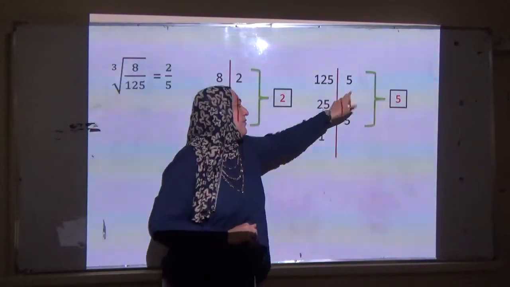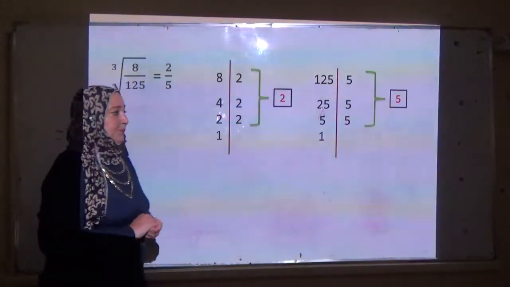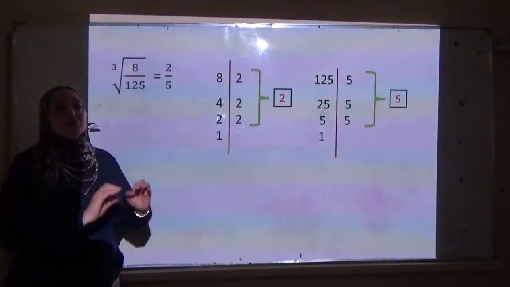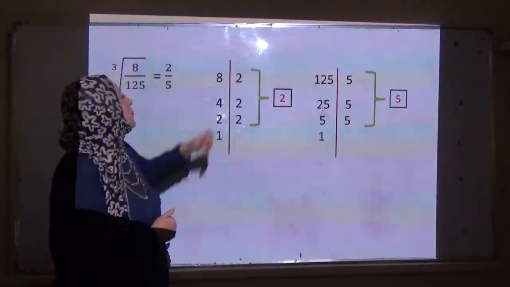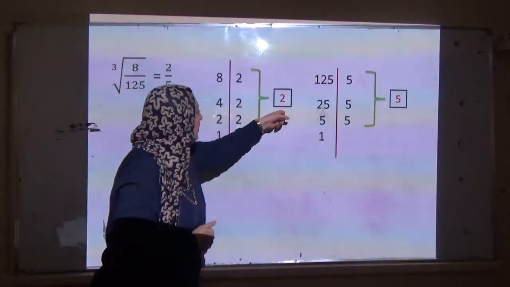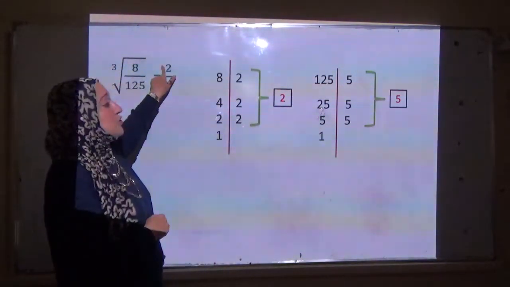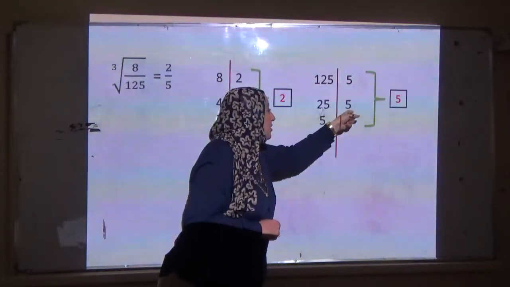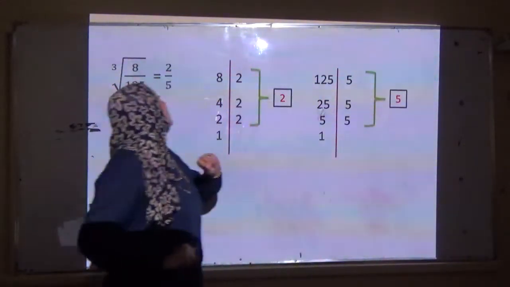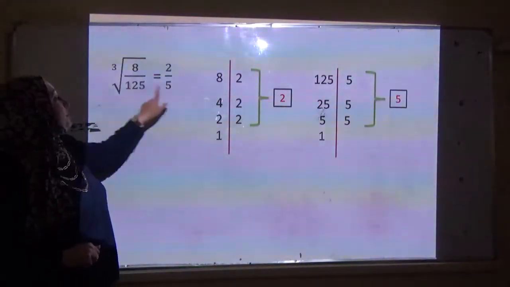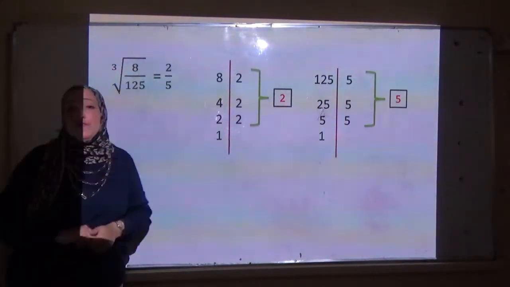125 divided by 5, 5 divided by 5, 1. Okay? Then each 3 repeated factors I will take 1 time. I have 3, 2 equals 2. Then the cube root of 8 equals 2. 3, 5, 3 times, I will take 1, 5. Then the cube root of 125 equals 5. Then my answer is 2 over 5.